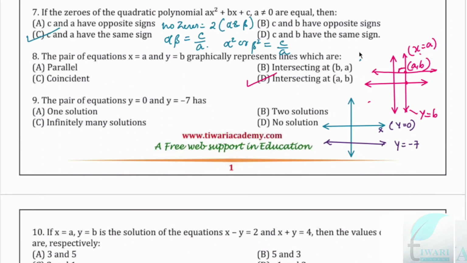So both the lines are parallel, because this is also parallel to the x axis, and parallel lines never meet. So this has no solution because parallel lines never meet. They don't have any common solution. So option D is the right answer.